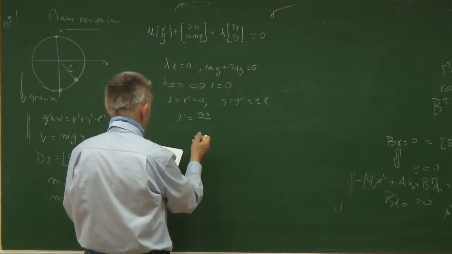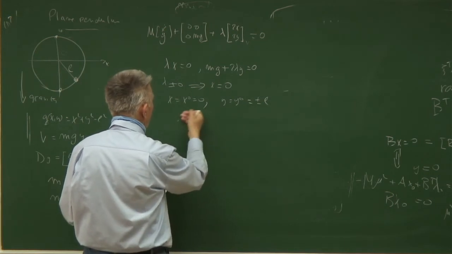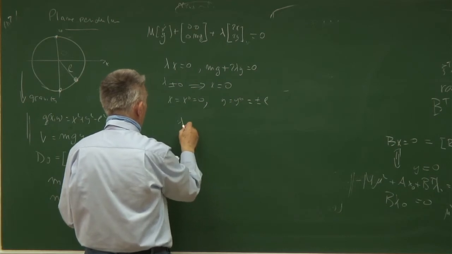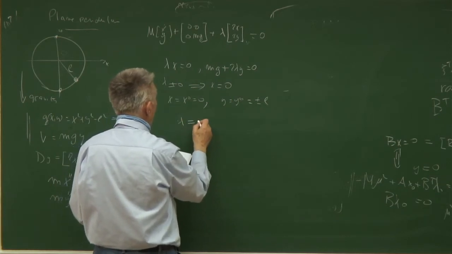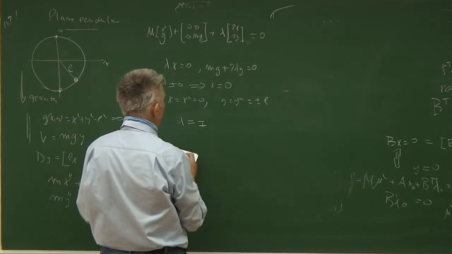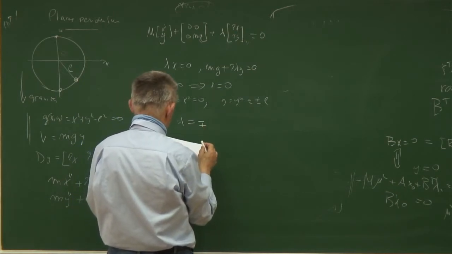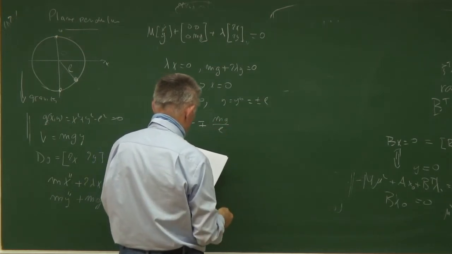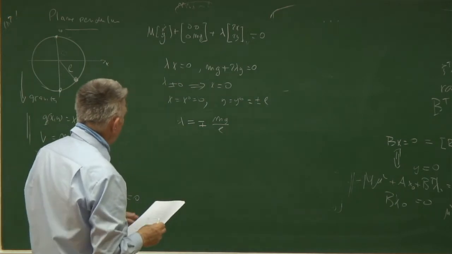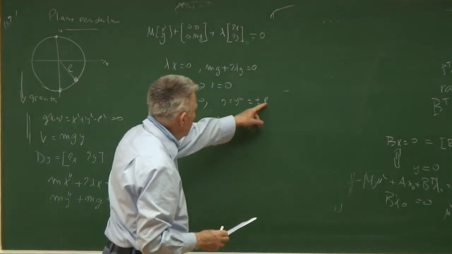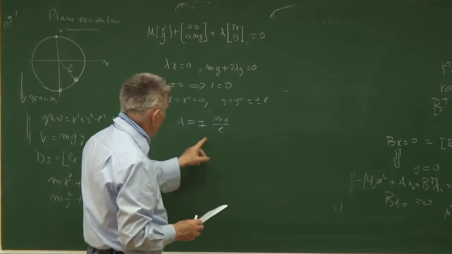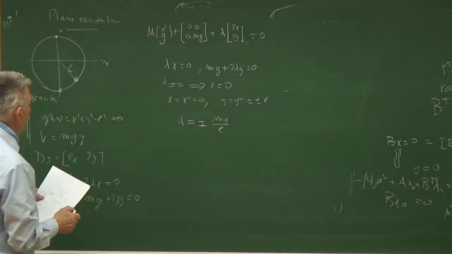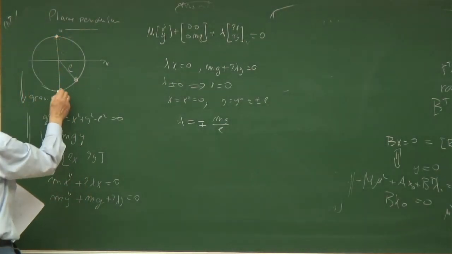Well, lambda is equal to minus plus mg over L. Minus means plus L, and plus means minus L. So plus L is this position, minus L is this position.